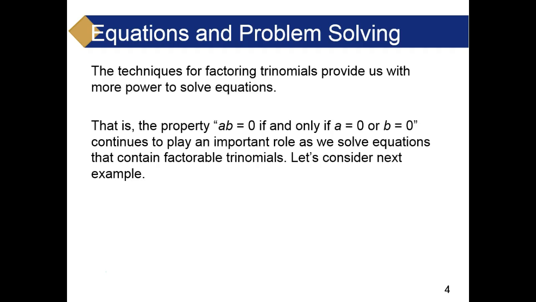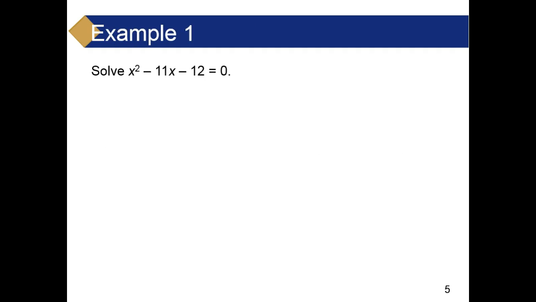Now, I think we did this earlier. If you have the product of any two entities, these don't have to be letters or numbers or anything else, any two things multiplied together, if that product is 0, one of those things has to be 0, right? The zero product principle continues to play an important role as we solve equations with trinomials. Let's consider this example. How would you go about solving that trinomial equation?